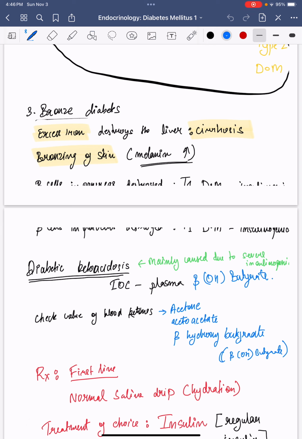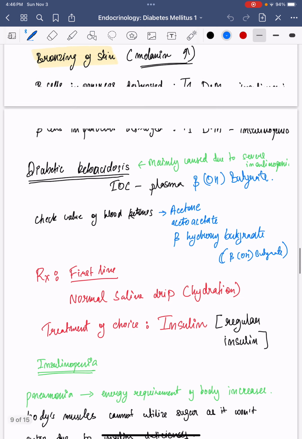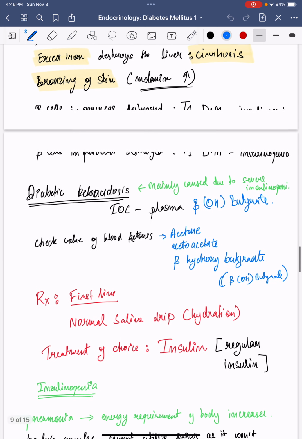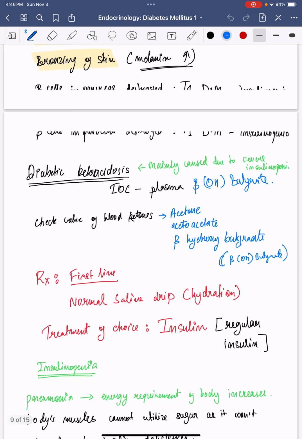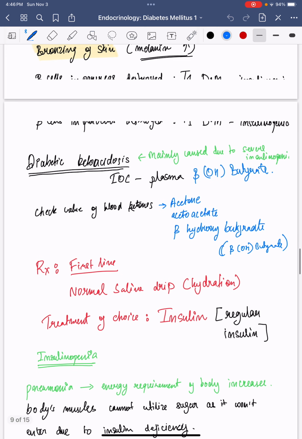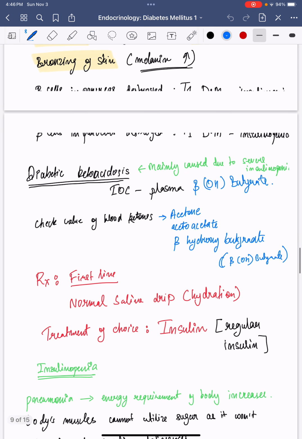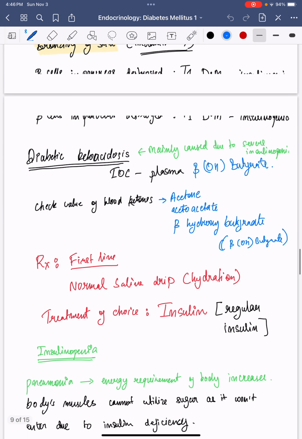The beta cells of the pancreas are destroyed, so there is type 1 diabetes mellitus development, so there is insulinopenia. And there is also diabetic ketoacidosis, which is mainly caused by severe insulinopenia due to the destruction of beta cells in the pancreas. And the investigation of choice for bronze diabetes is plasma beta hydroxybutyrate.